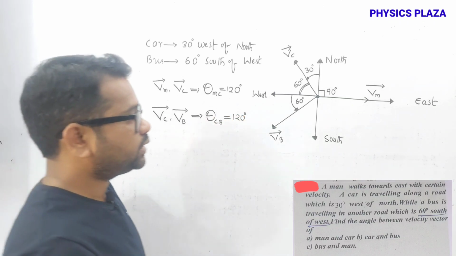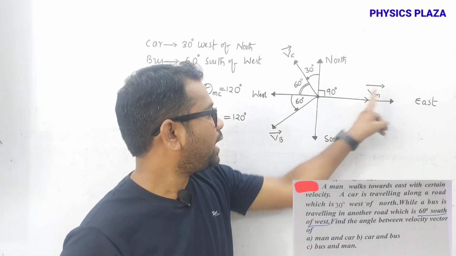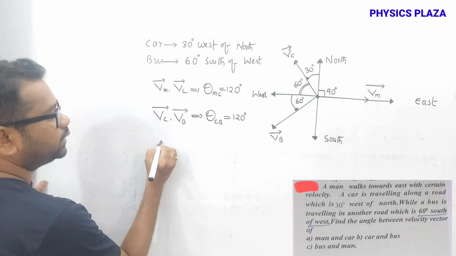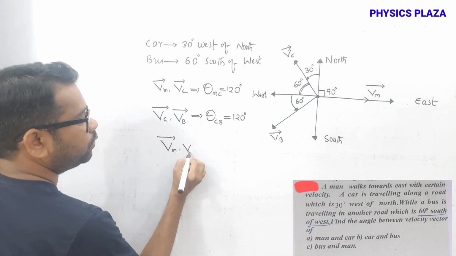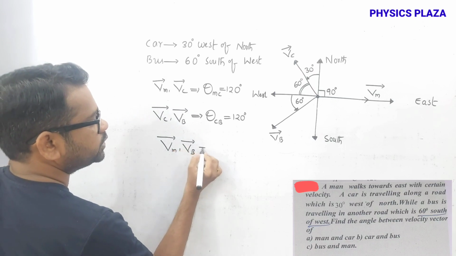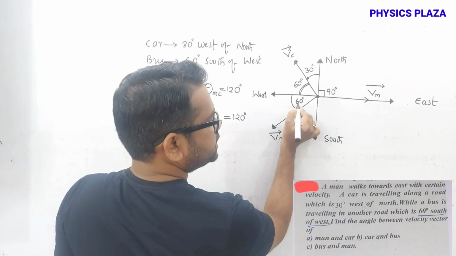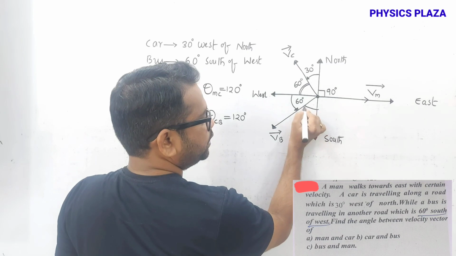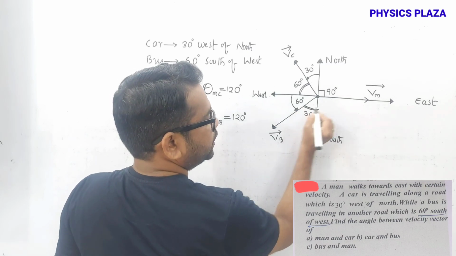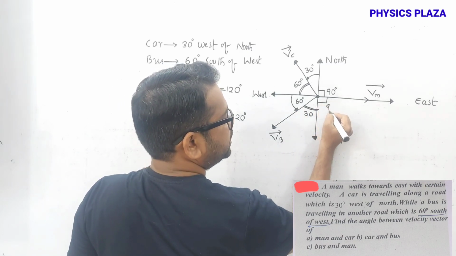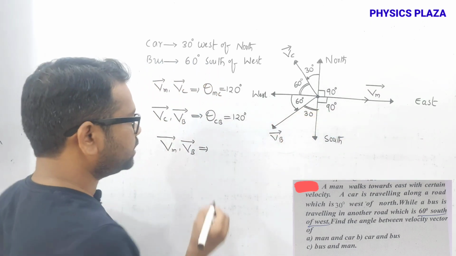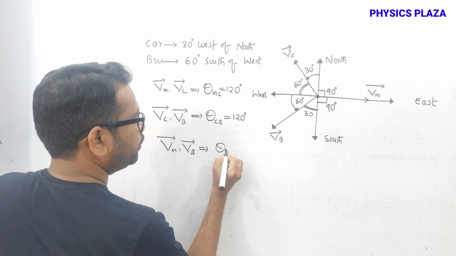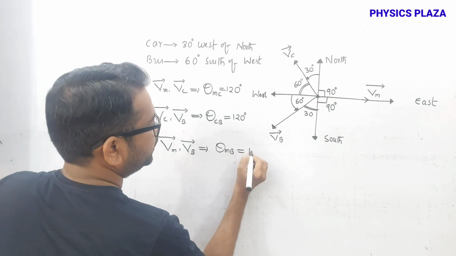Now we need to check the angle between man and bus. So here, the angle between the velocity of man and velocity of bus. So this is going to be how much, children? This 60 is already left. So this will be 30, and this will be 90 degrees. So 90 degrees plus 30 degrees is how much actually? It is 120 degrees.